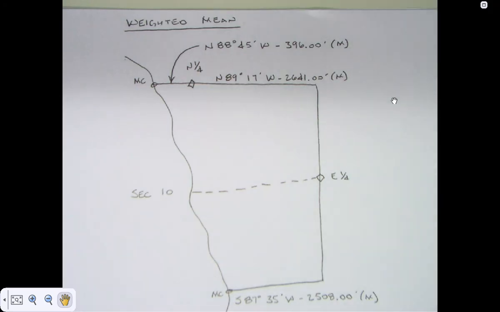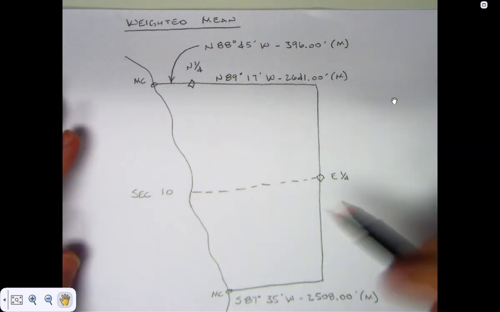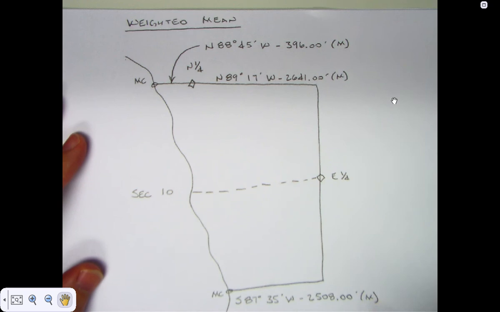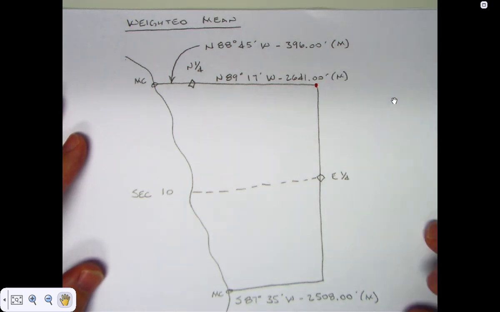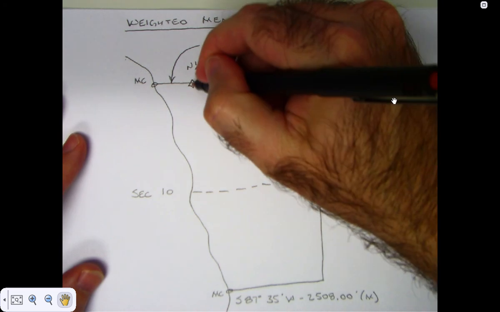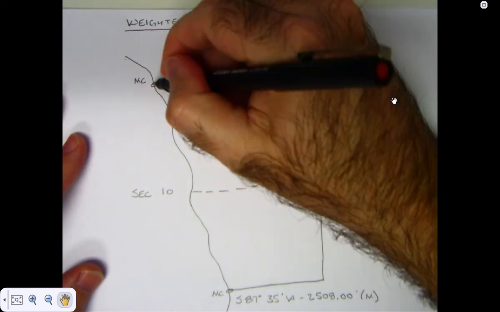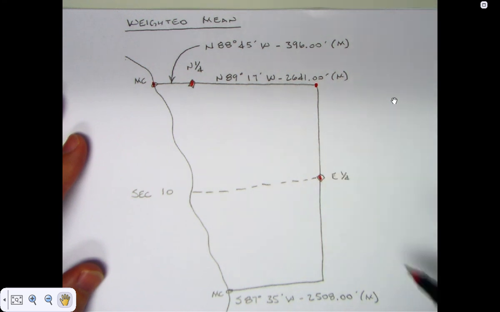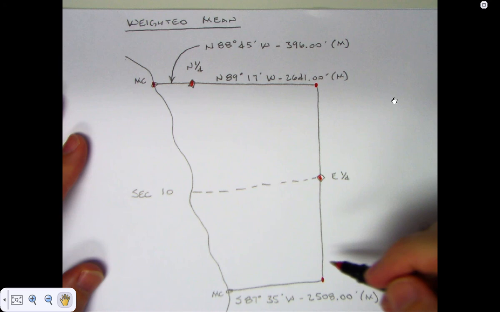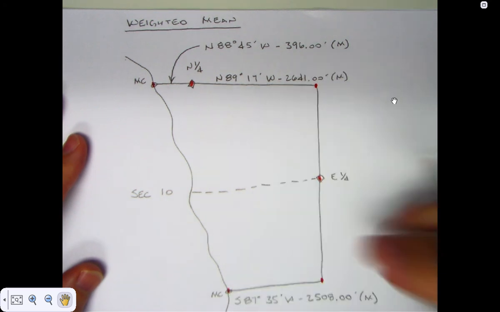Okay, in dealing with subdividing fractional sections, one of the things we need to look at is how to calculate a weighted mean. I've drawn an example here of section 10 that's fractional, and in the field we found the northeast section corner, the north quarter corner, and the meander corner. We found the east quarter, we found the southeast section corner, and we found this meander corner.